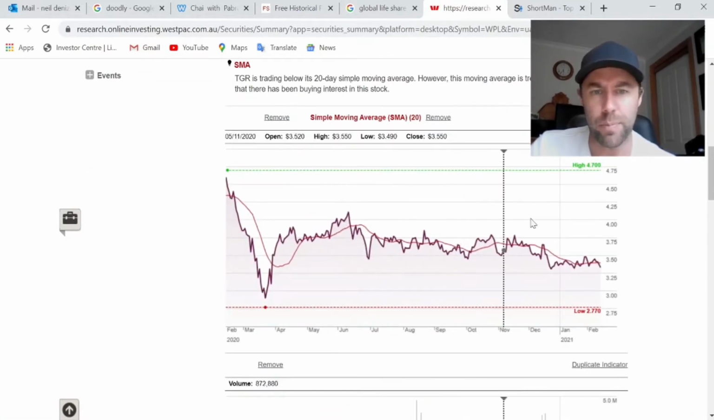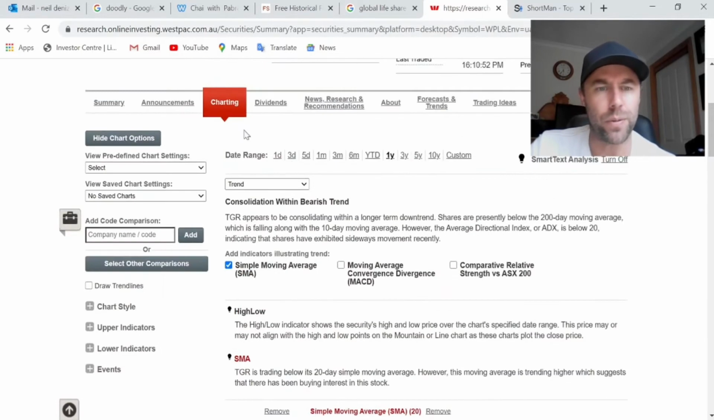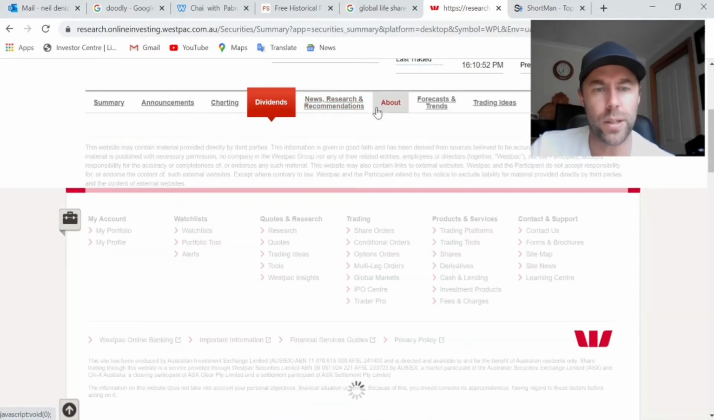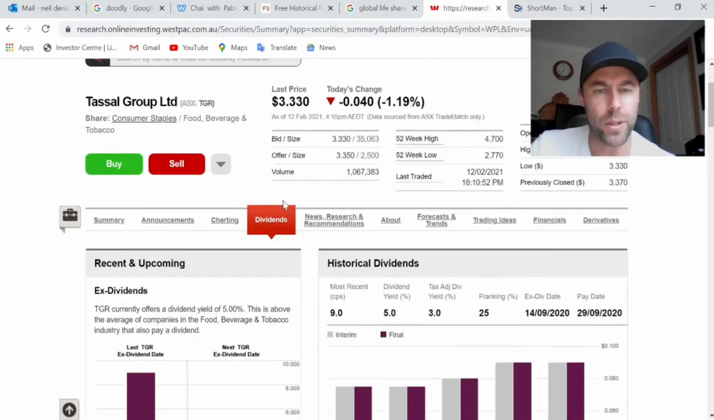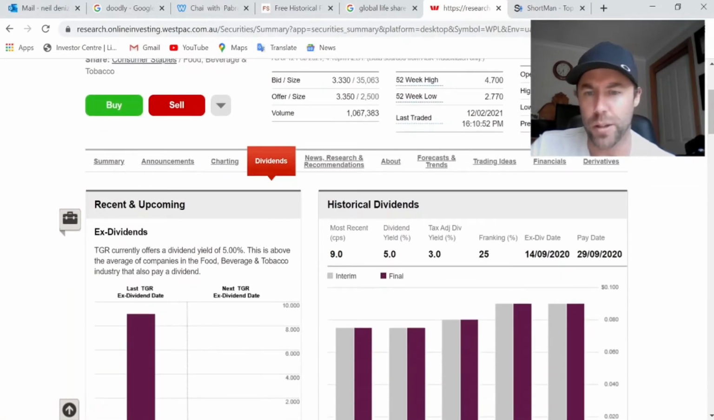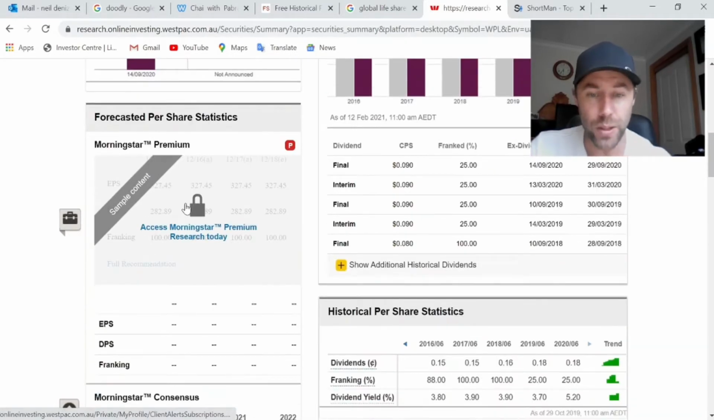But here we have the moving average, like they were saying in their little brief overview there. Also the dividends, like we touched on earlier, this goes into a bit more detail about the dividends, the franking credits, when it's due, the pay date, and this is all on the free version, guys.